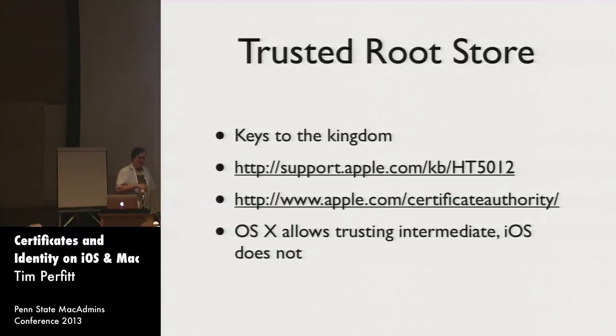One of the things on OS 10 is you can actually go into Keychain Access and specify an intermediate as being the place where it stops checking, right? So you can say an intermediate or a leaf. If that's valid, don't check any further.